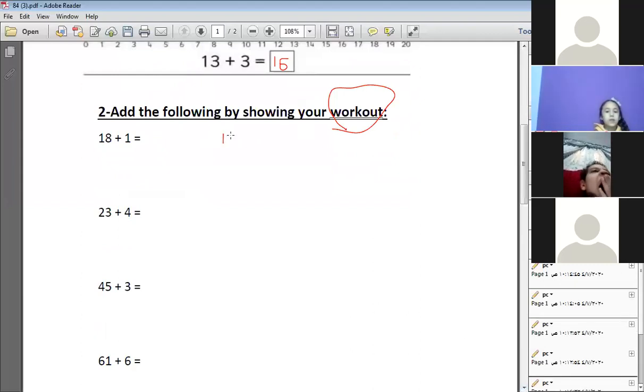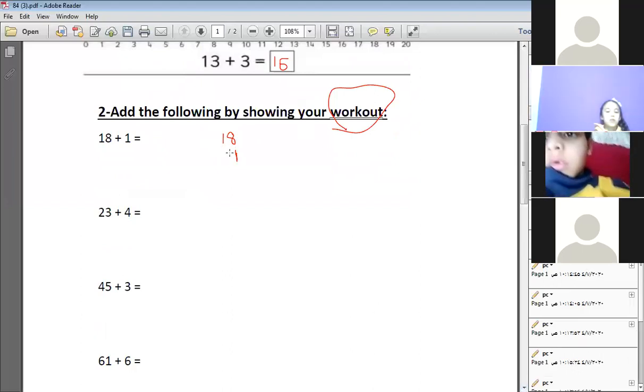18 plus 1. So I will write 18 and put the 1 where? Under the 1? No, under the 8. Why? Because the 1 is standing alone, and any number standing alone is considered to be a unit. And here, where is the unit? The 8 is the unit, right? So I will put the unit under the unit and put my line, okay?